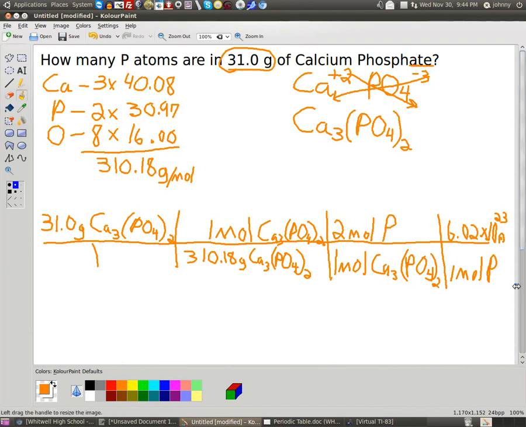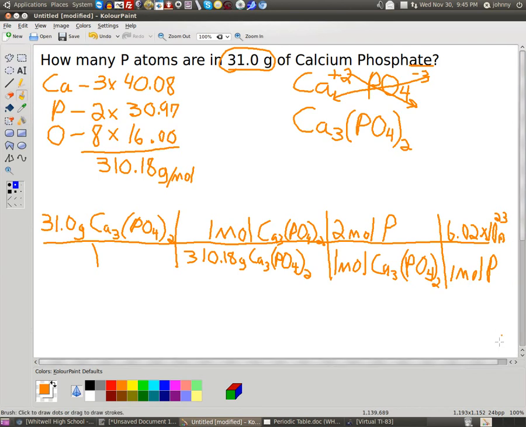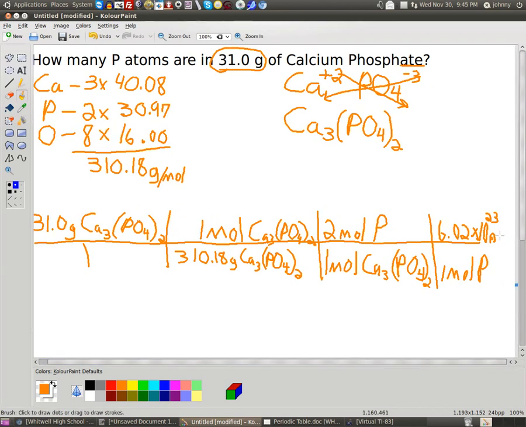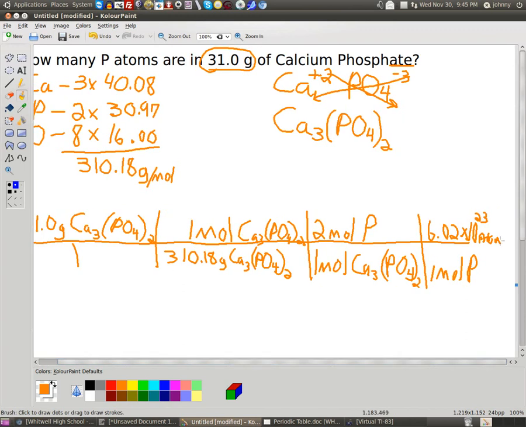I don't know if I can squeeze that in there. Let me stretch a little bit more, get some more room here. Atoms. Because there's always that many atoms in 1 mole. Atoms. Man, I need to stretch some more. Atoms of phosphorus.